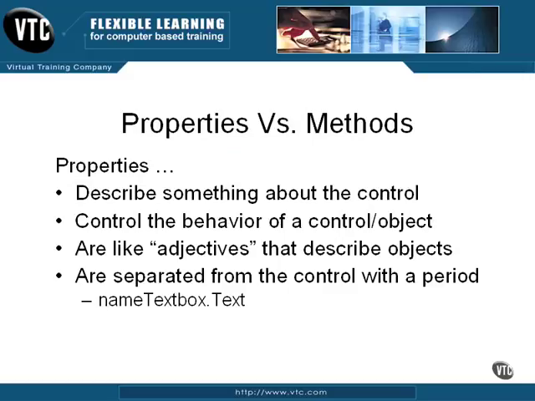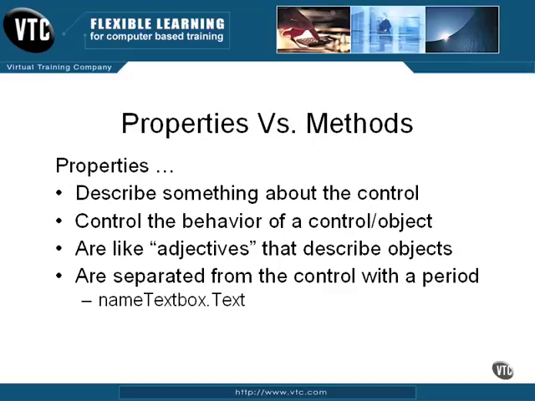You want to think of properties as if they are adjectives that will describe objects, much in the same manner as adjectives describe nouns in English. Properties are separated from the control with a period when writing them in code. For example, name textbox.text. The control is name textbox, and the text is the property. Take note that there is nothing after the word text. That is, there are no parentheses.